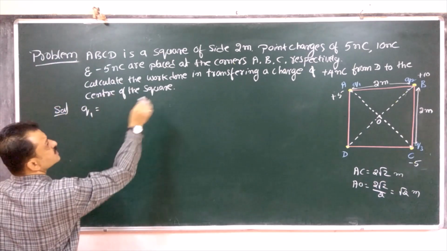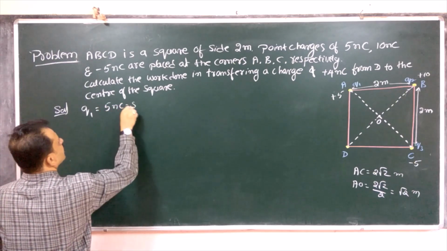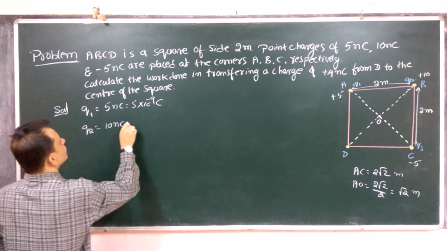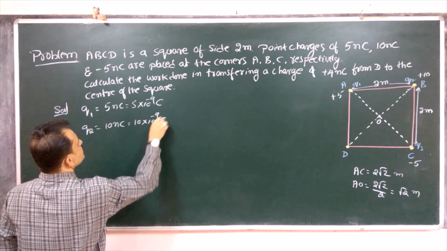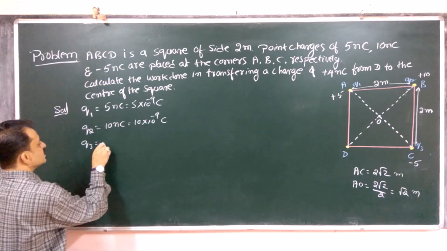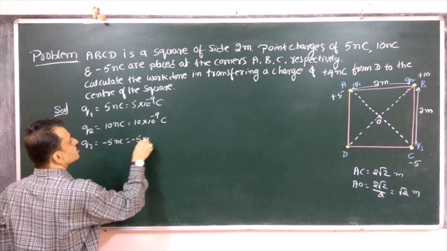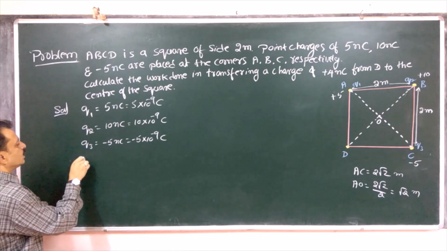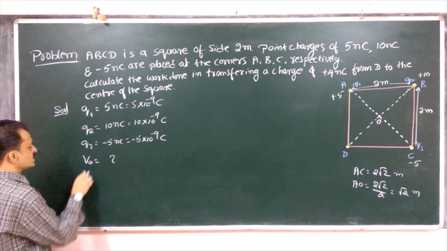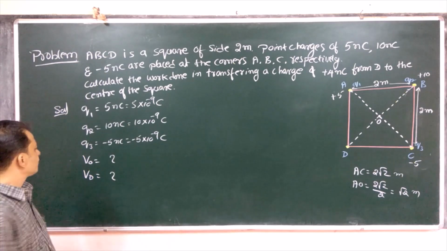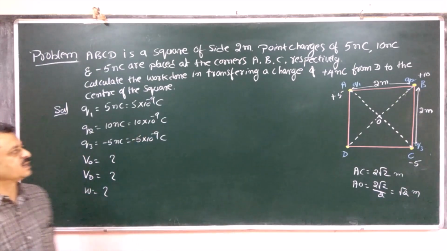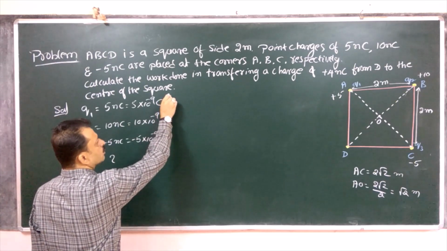So given, Q1 is 5 nanocoulomb, that is 5 into 10 to the power of minus 9 coulomb. Now Q2 is 10 nanocoulomb, that is 10 into 10 to the power of minus 9 coulomb. Q3, look here, is a negative charge, minus 5 nanocoulomb, that is minus 5 into 10 to the power of minus 9 coulomb. We have to first calculate the potential at the center due to these three charges, and the potential at the fourth corner, that is D. Then we have to work out the work done in moving the fourth charge from D to the center O. Now we will work out one by one.